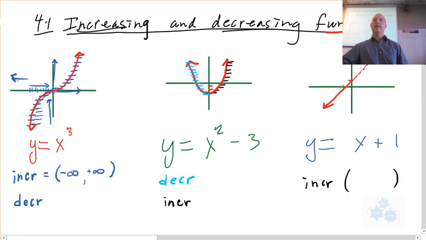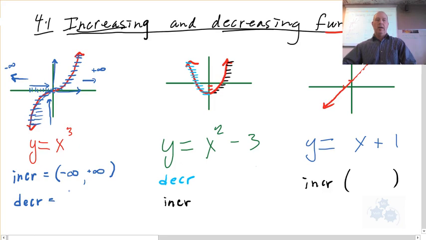Negative infinity is as far as you can go to the left, right? So really, it's increasing from everywhere on the x spectrum there. The entire domain. How do you express the entire domain in interval notation? Negative infinity to positive infinity, from as far left as you can go to as far right as you can go. Okay, so where is it decreasing?